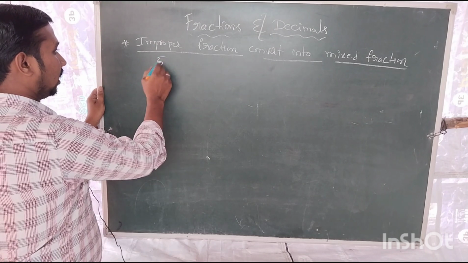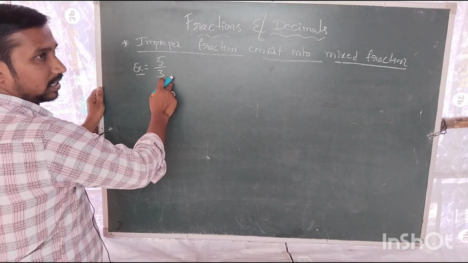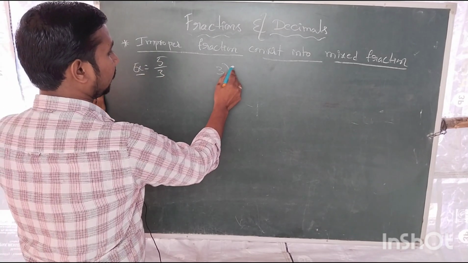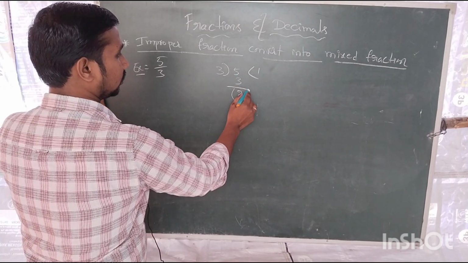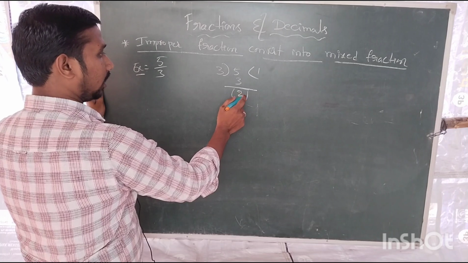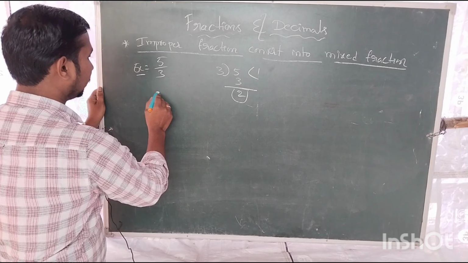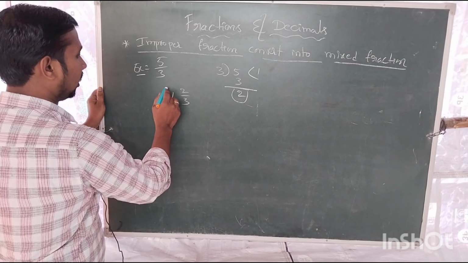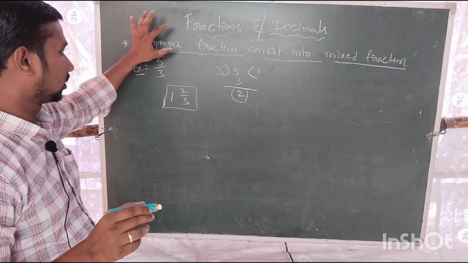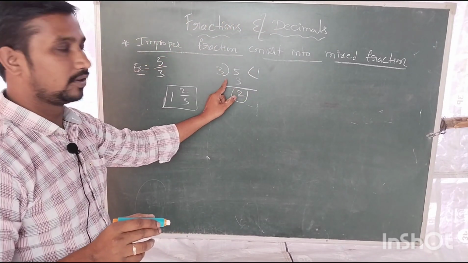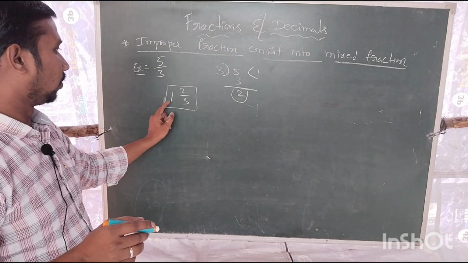We take the improper fraction 5 by 3 as an example. We have to divide 5 by 3. 3 ones are 3. 5 minus 3 means 2. So the remainder is 2 and 3 is the denominator. So 1 2 by 3. 1 2 by 3 is the mixed fraction of the improper fraction. To convert an improper fraction to a mixed fraction, we divide.